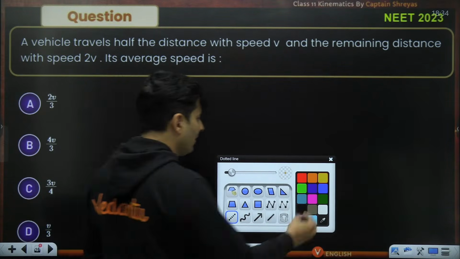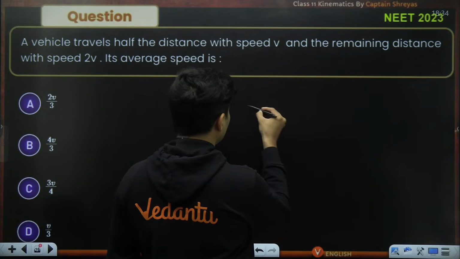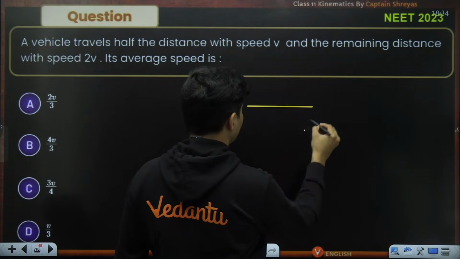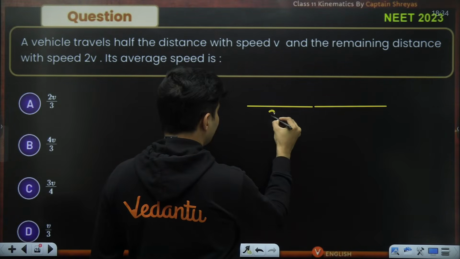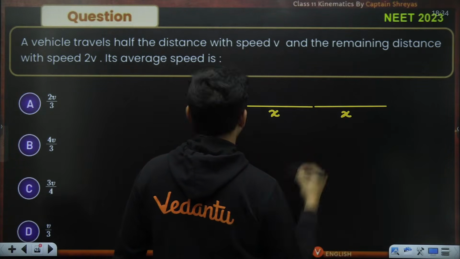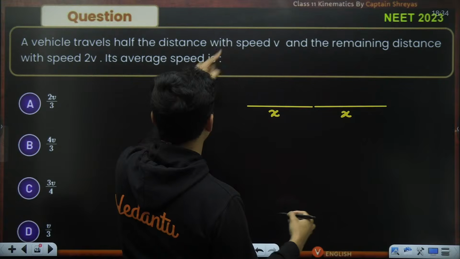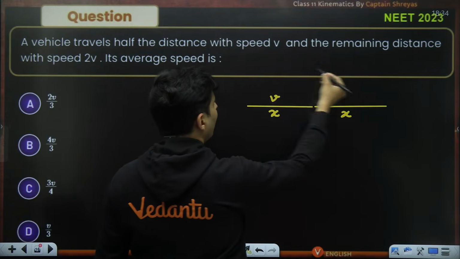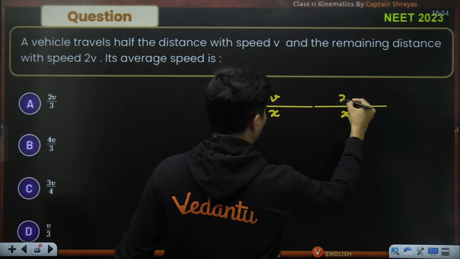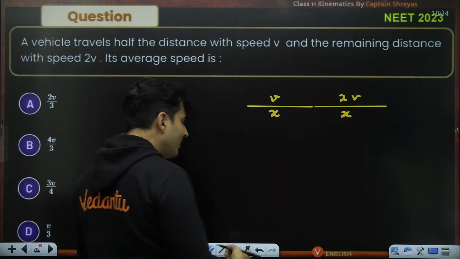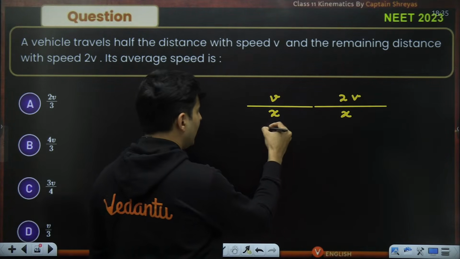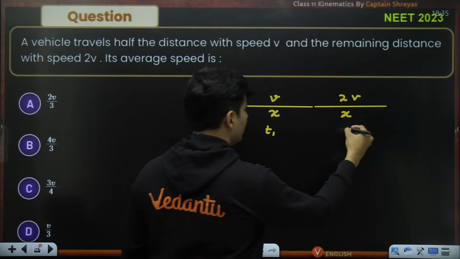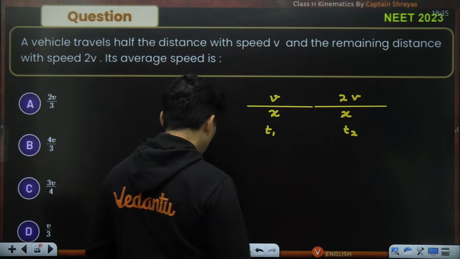Every time we face difficulty, we will draw the situation. Half the distance with some speed and the other half with some other speed. So let's say this distance is x. This is also x. The vehicle travels half the distance with speed v and the remaining distance with a speed of 2v. Obviously, if the speeds are different but the distances are the same, the time taken will also be different. This is t1, maybe this is t2.